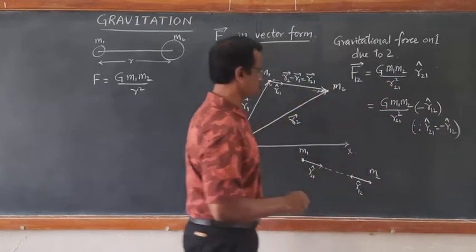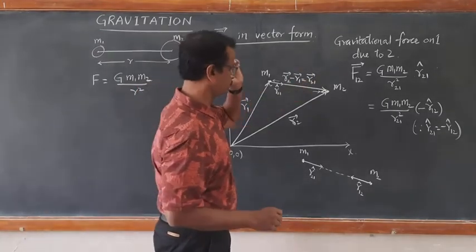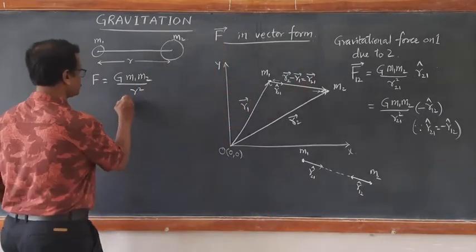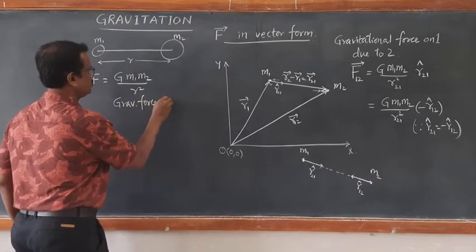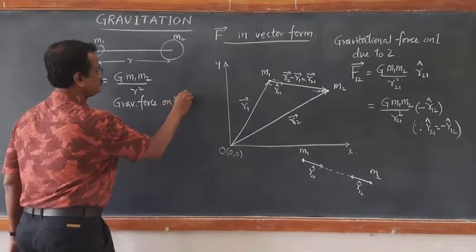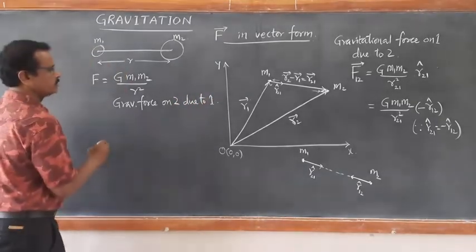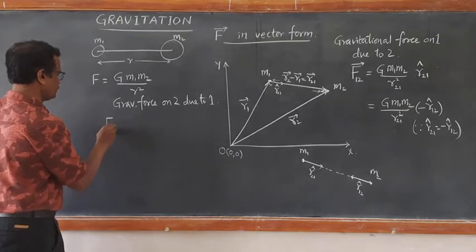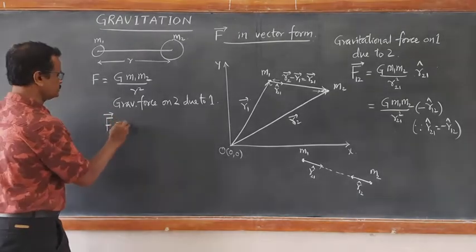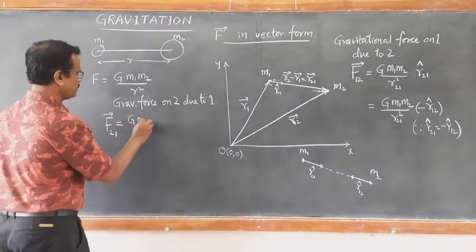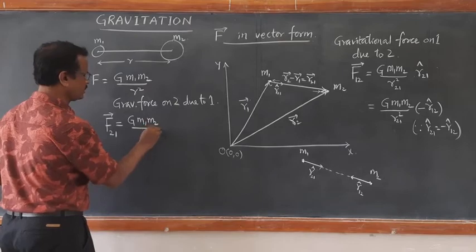This is understood. Similarly, now I can write what is F21, the gravitational force on 2 due to 1. So F21 is equal to G, the same m1 m2 divided by r21 square.